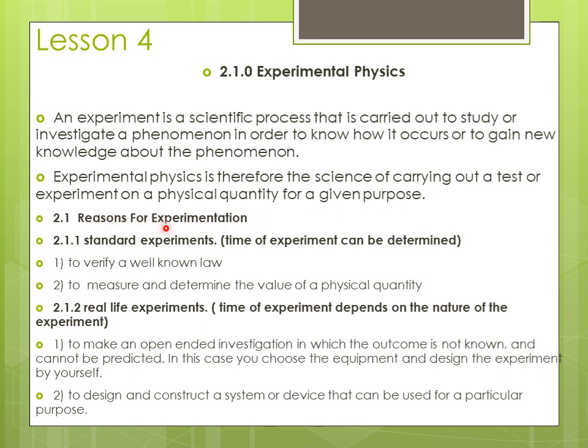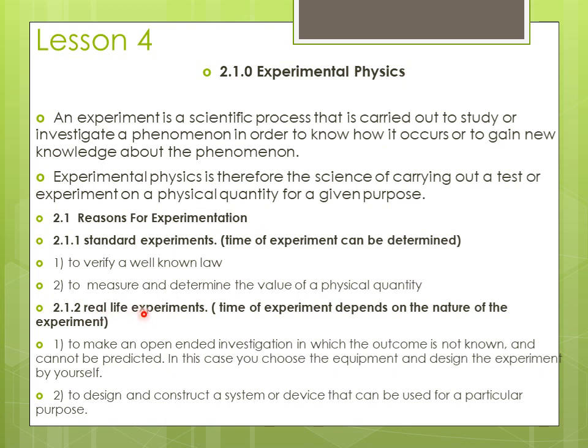Now, let us look at the reason for experimentation. Before we get into that reason, I would like us to also see that there are two types of experiments. We have the standard experiment and we also have a real life experiment. For a standard experiment, the time of the experiment can be determined. For example, you want to measure the acceleration of free fall. You can say that this experiment is going to run for 2 hours. You can say that this experiment has to run for 1 hour or 1 hour 30 minutes.